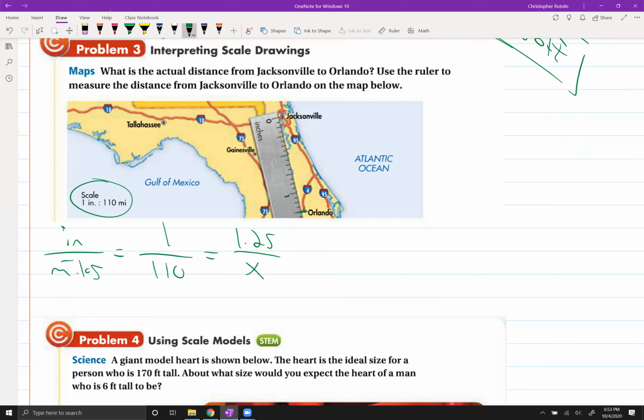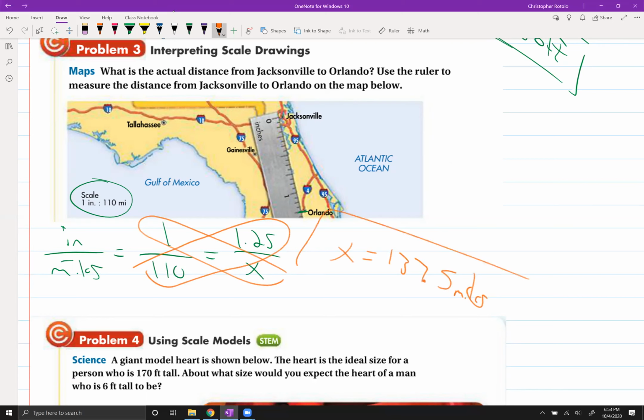So we're going to cross multiply. We're going to get 1x. So when we multiply, we're going to get our answer right away. So 1.25 times 110 is 137.5 miles.